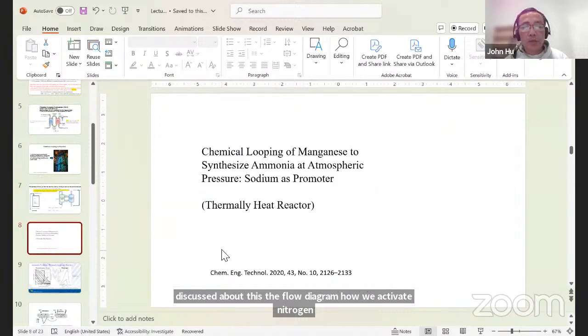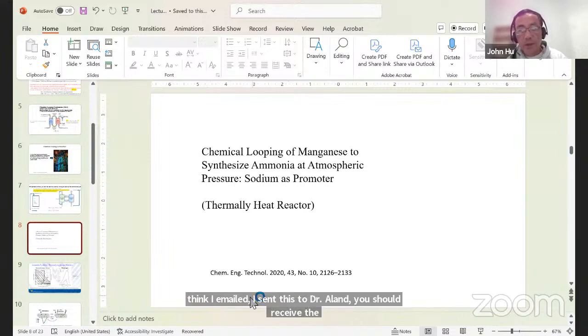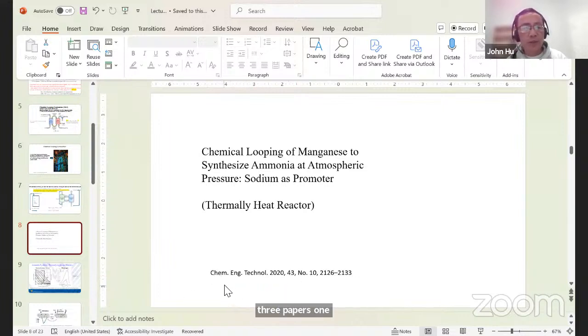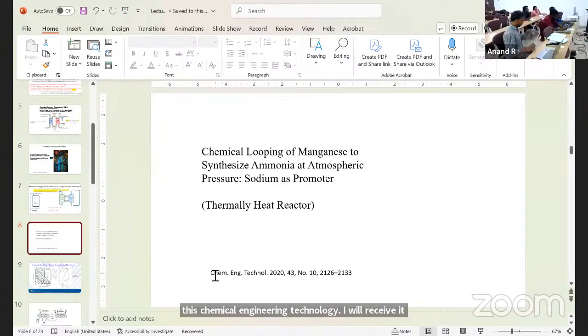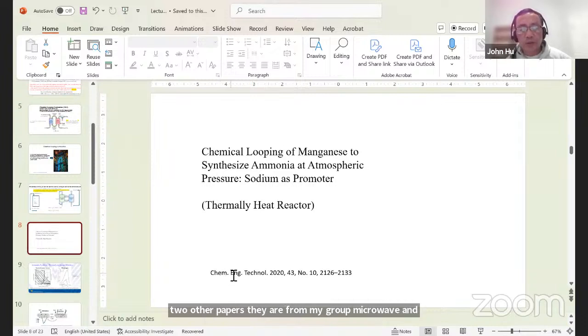And then we discussed the two papers, thermally heated reactor. I think I sent this to Dr. Anand. You should receive the 3 papers. One is this, Chemical Engineering Technology. Have you received it, the paper? Yes, sir. For this paper, by the end of today, I want everyone to read it. There are 2 other papers from my group, on microwave and plasma, but you don't have to read those unless you have time.